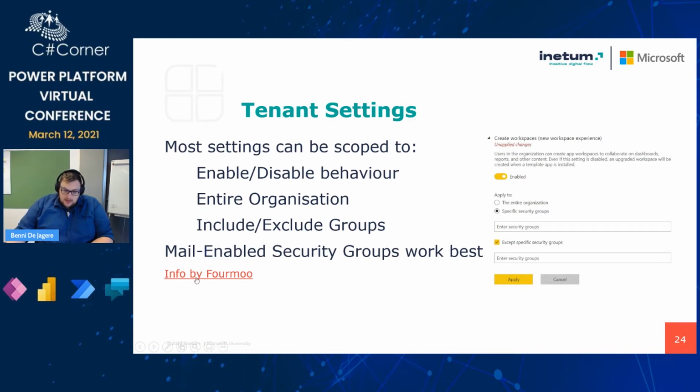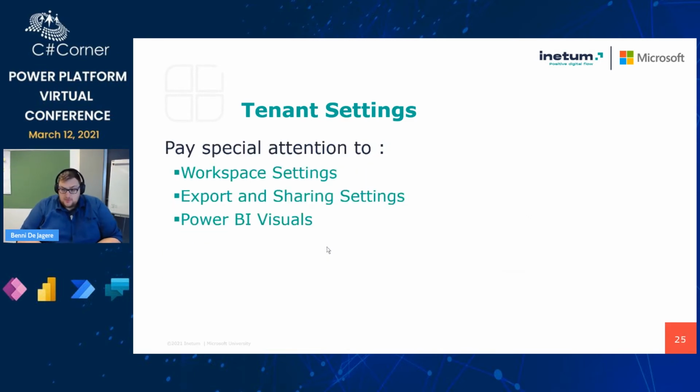So I've included a very useful link by Gilbert Gevrouillet, who is a New Zealand MVP, and he made this useful little matrix of what type of security group we can use where in Power BI. Overall, across the board, mail-enabled security groups work in most of the places that we want them to, so that is why I recommend to start using mail-enabled security groups. What I do want you to do is, in your organization, go through every one of these different tenant settings and decide: we will allow them, or we will disable them. But special attention needs to be paid to the way the workspace settings are set, the way that things can be exported and shared, and what we can do with Power BI visuals.